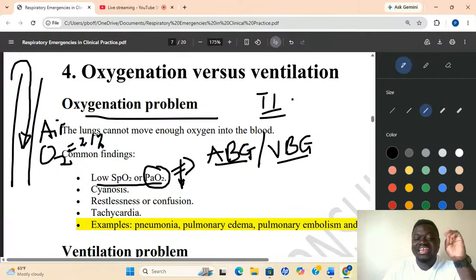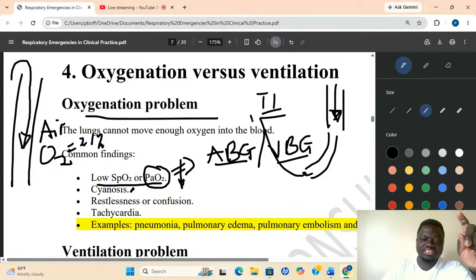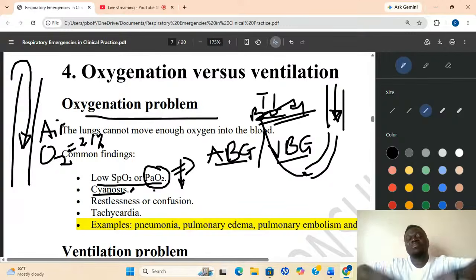Cyanosis. Oxygen is not coming down. If oxygen is not going down, how will this oxygen enter the bloodstream, and the bloodstream take it to the body? So the body is not getting what? Oxygen. So cyanosis. Is it central or peripheral?